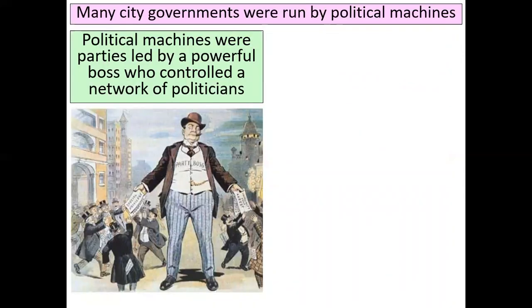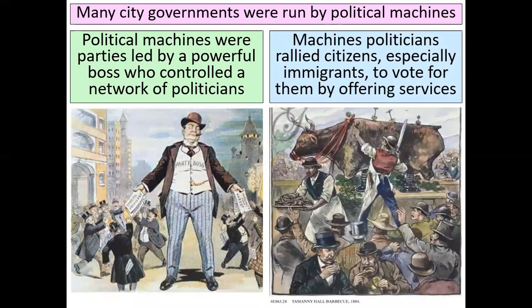Many city governments were run by political machines. A political machine is basically a mafia. And these mafia bosses were super powerful. They controlled not only the city themselves, but they controlled the politicians as well. Nothing got done without these mafia bosses and their signature on the bottom line. These political machines, or these mafias, rallied. They were really good about getting citizens involved.